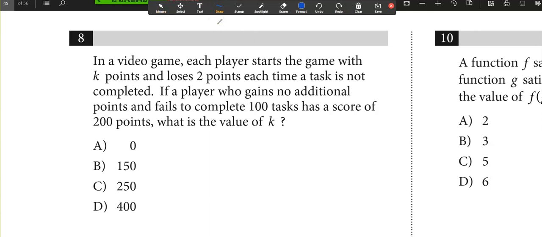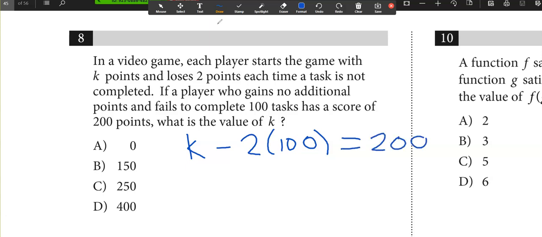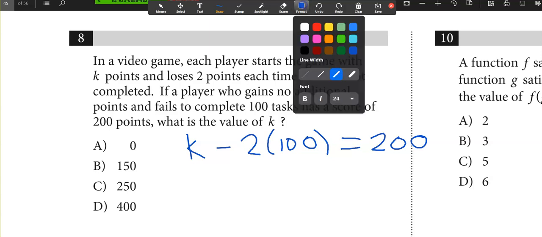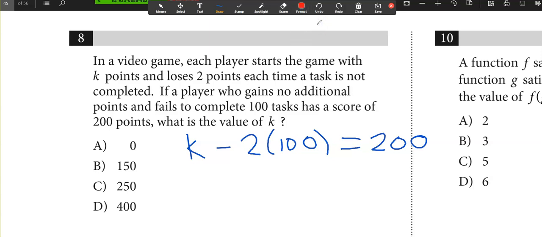In a video game, each player starts the game with K points and loses 2 points each time a task is not completed. If a player who gains no additional points and fails to complete 100 tasks has a score of 200, what is the value of K? How much did he start with? Any ideas? 400. You are correct. We started with 400. All we do is add the 200 to the other side. We had to start with 400 because we lost 200 points.